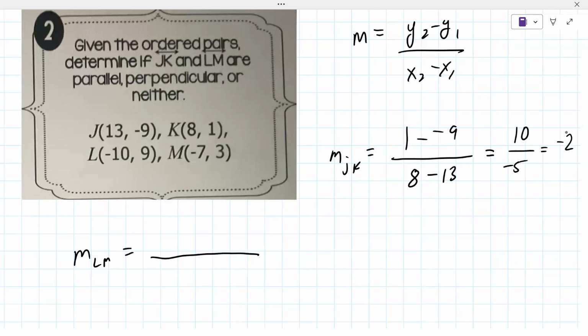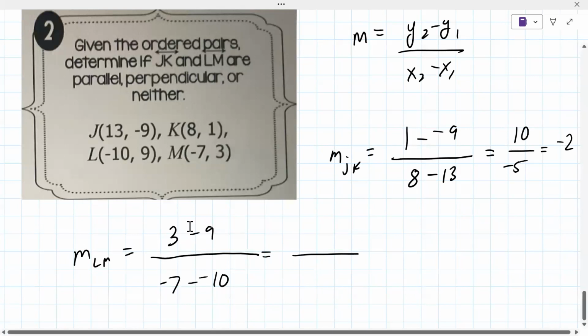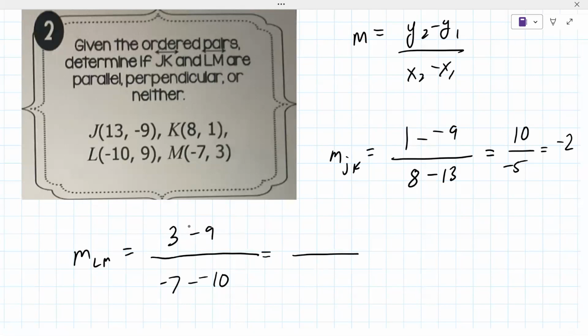I got 13 over 3. Let's take a look here. 3 minus 9. Does that look right to you? I'm guessing you have something slightly different. Yeah, because I was looking at the wrong one. Yeah, it's so easy to do.